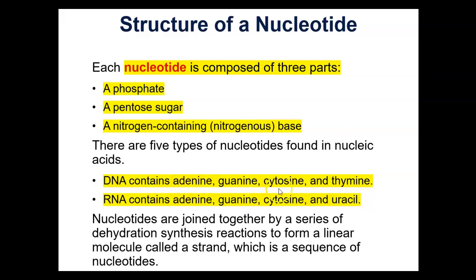DNA contains adenine, guanine, cytosine, and thymine, and we'll just use the letters A, G, C, and T to represent those. So adenine is A, guanine is G, cytosine is C, and thymine is T. So DNA contains all 4 of these bases: adenine, guanine, cytosine, and thymine. And RNA contains adenine, guanine, cytosine, but its 4th base is uracil. It does not contain thymine. It contains a U for uracil.